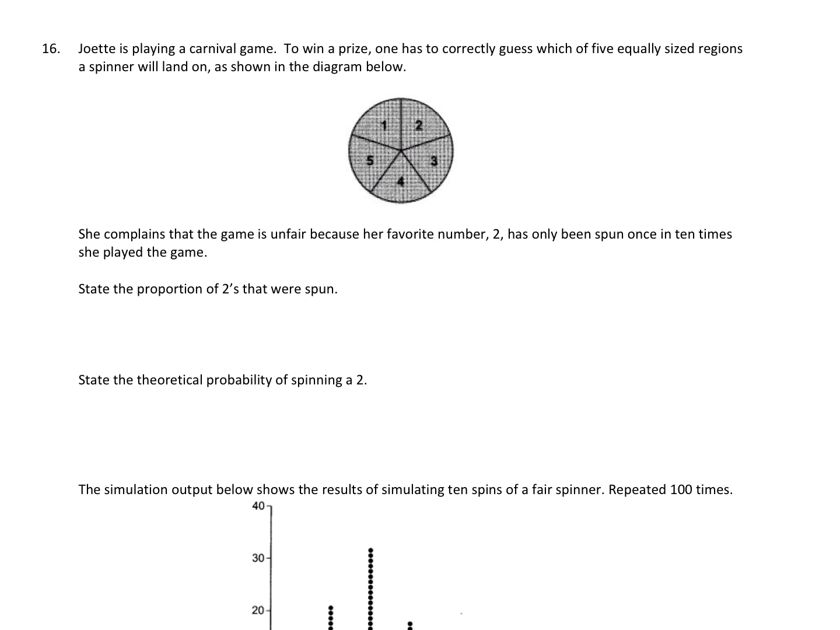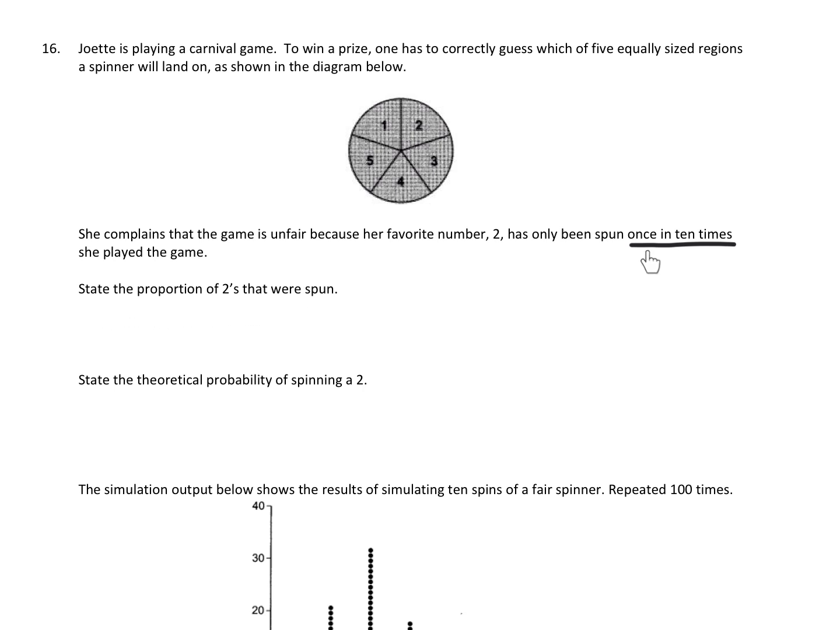All right, number 16. So it says, Joette is playing a carnival game. To win a prize, one has to correctly guess which of the 5 equally sized regions the spinner will land on, as shown in the diagram below. She complains the game is unfair because her favorite number 2 has only been spun once in 10 times she played the game. Okay, so this first part says, state the proportion of 2s that were spun.